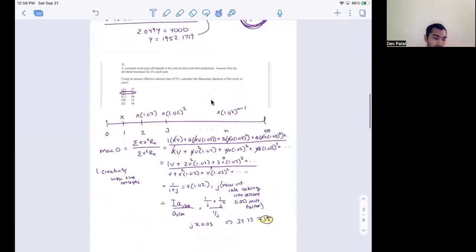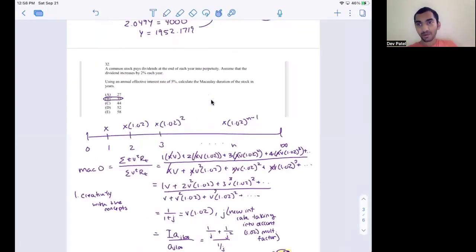And then for 32, a common stock. This is actually a very important problem because it helps you really understand. Initially, when I was going through this, it took me a lot of time to actually figure out the pattern and how to solve this question. But if you just lay out the formula and think creatively about interest rates and how they work, and how you can change them slightly to find the answer to this problem, it's important and it's really going to help you.